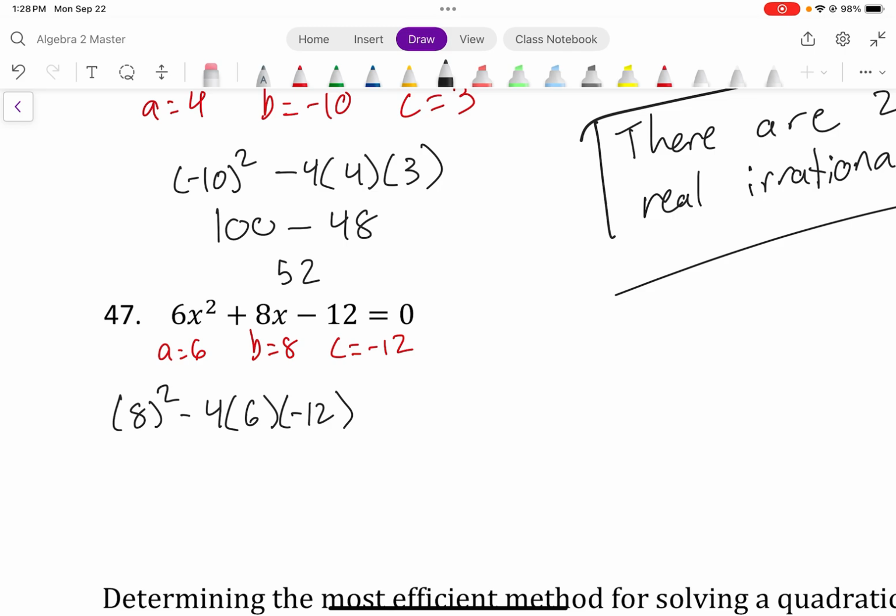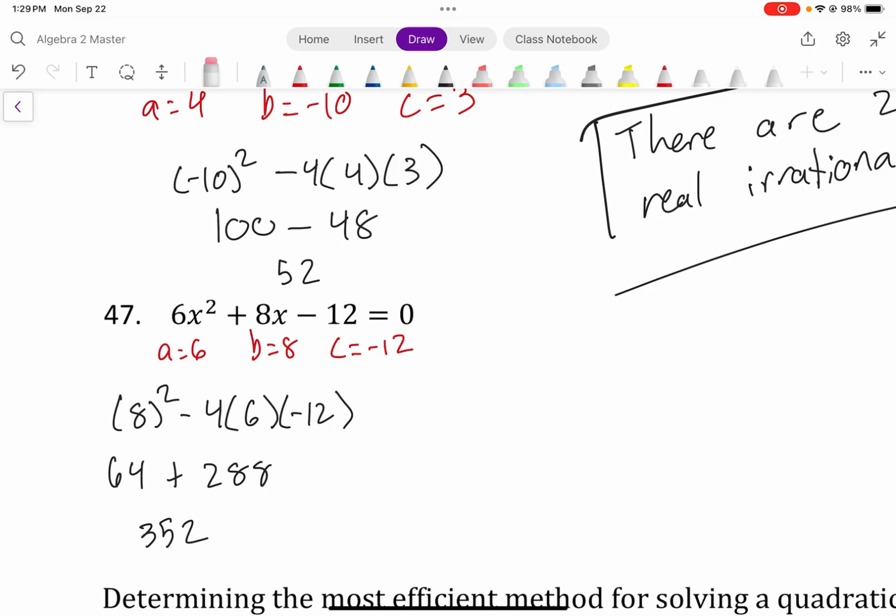I know this because 8 squared is 64. That first part will always give me a positive number. But the second part, 4 times 6 and 12, I have negative times negative, so it's going to give me a plus number. Any result here means I'm going to have a positive number under the radical. In this case, it's 288. So I'm going to have a discriminant of 352. Some people say D equals, I'm not a huge fan of that myself, but the discriminant is 352.